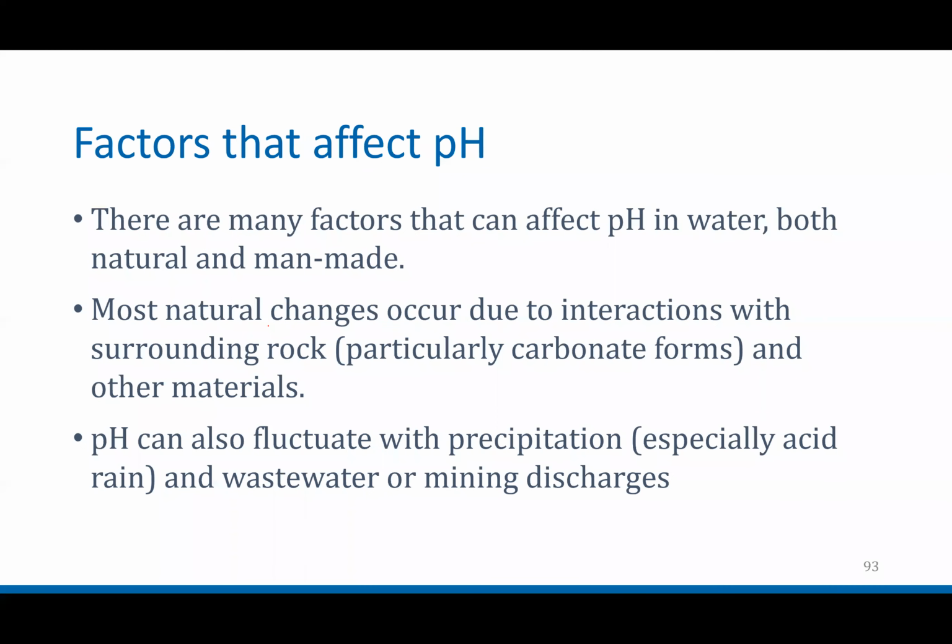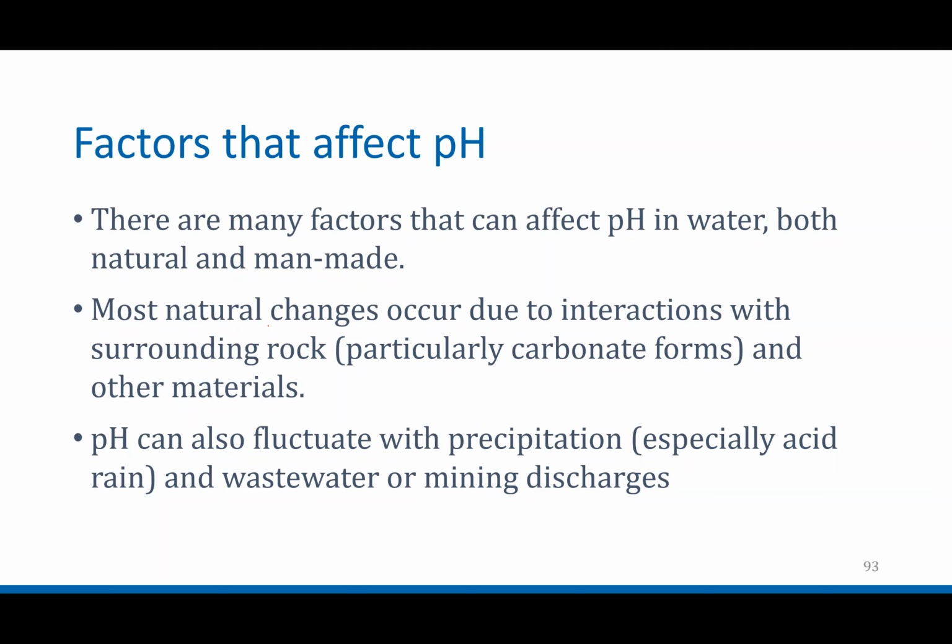So factors that affect pH. What would make it change in a water ecosystem, in a lake or river or stream? Factors can be natural, factors can be man-made or anthropogenic. Most natural changes would be from rocks around it and other materials. Things like even a volcano erupting, these are things we can't control, not yet anyways. They can change the pH of water around it.